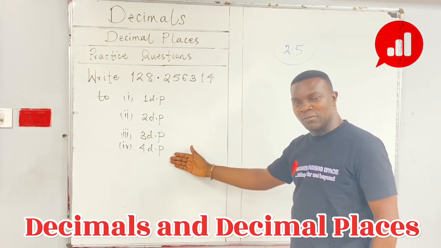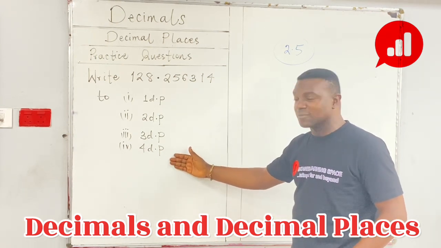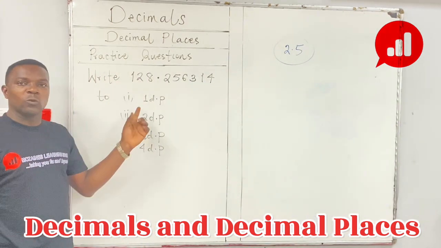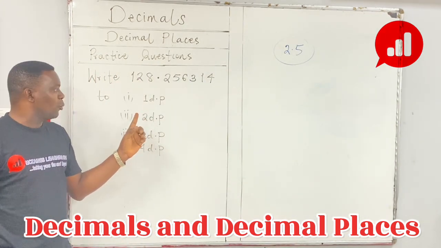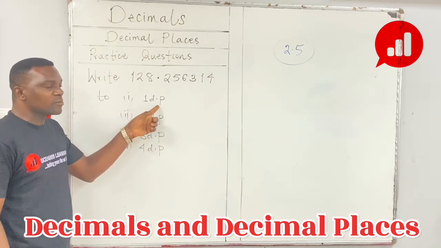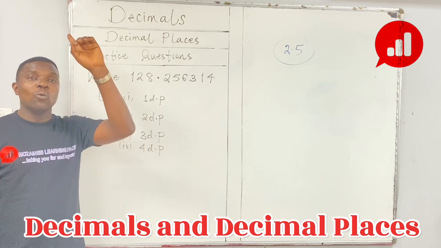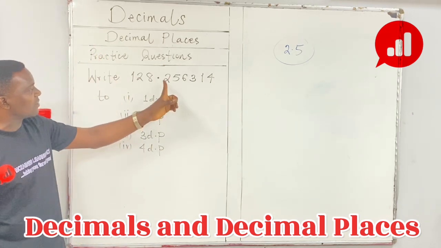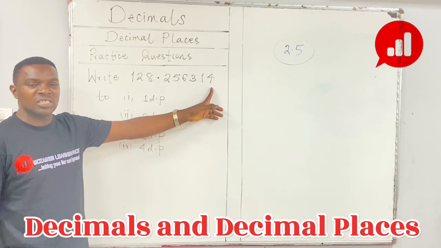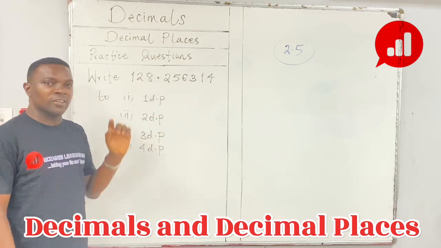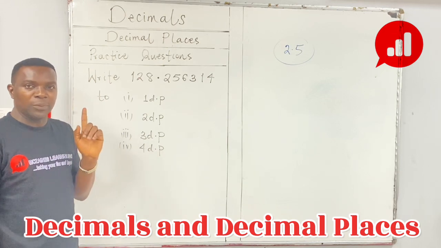Now let's solve this question. Very easy. I want you to follow me, right? Now, we want to write this decimal number to 1 decimal place. What does it mean? When a question says write to 1 decimal place, it means we only need 1 number after the decimal point. That's the meaning. Look, we have 6 digits after the decimal point. So now the question says leave it to 1 decimal place.